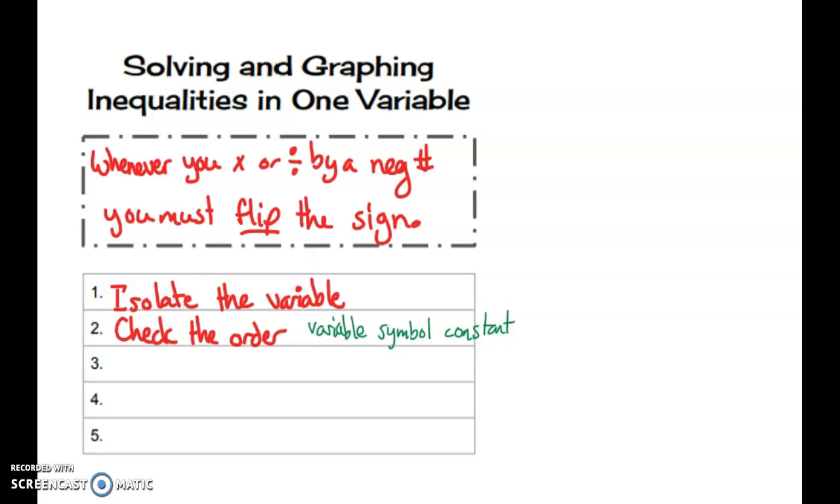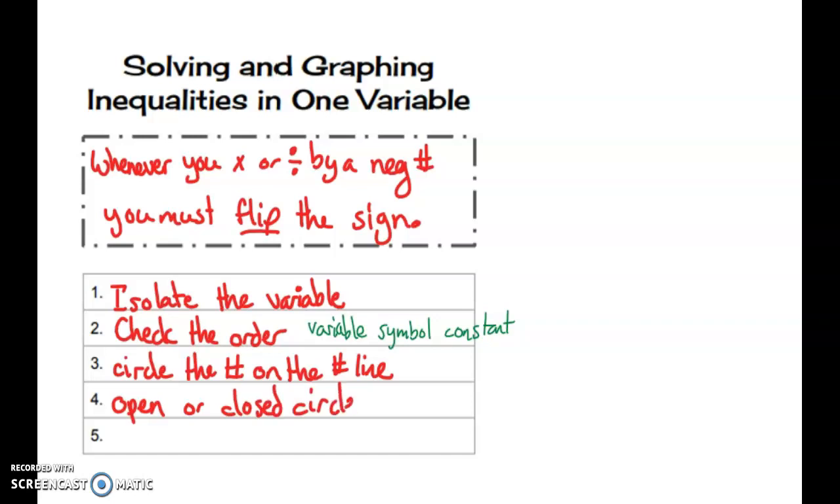All right, step 3 is you're going to circle the number on the number line or right above it, just depending on how you like to do it. So circle the number on the number line. Step 4 is you have to determine if it is an open or closed circle. And then step 5 is you need to extend the arrow, like the line going one way, on the correct side. All right, so pause if you need to and go ahead and get these all written down.